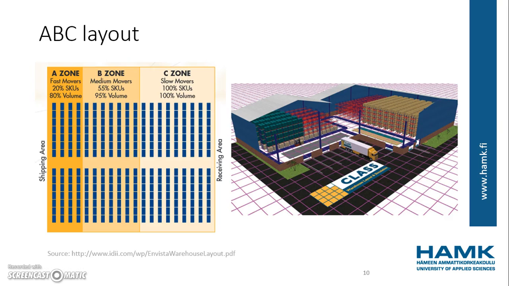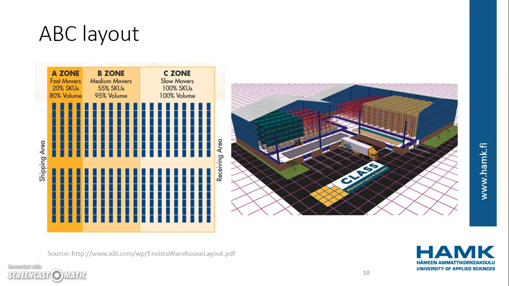Then we have ABC layout. This type represents Pareto's law. Simply put, the A storage pick zone is allocated to the fast-moving products. These products are small in number and have a large inventory quantity. Then the B storage pick zone is allocated to medium-moving products with a medium amount of inventory.